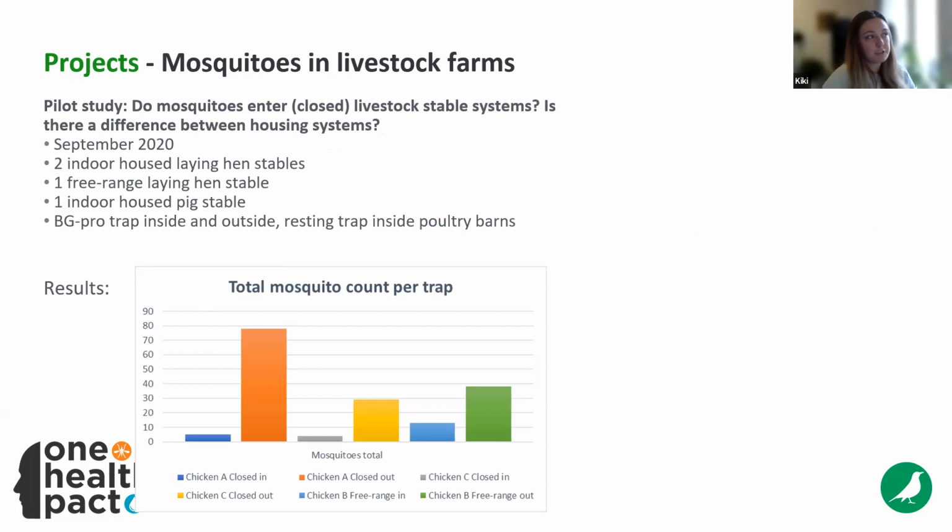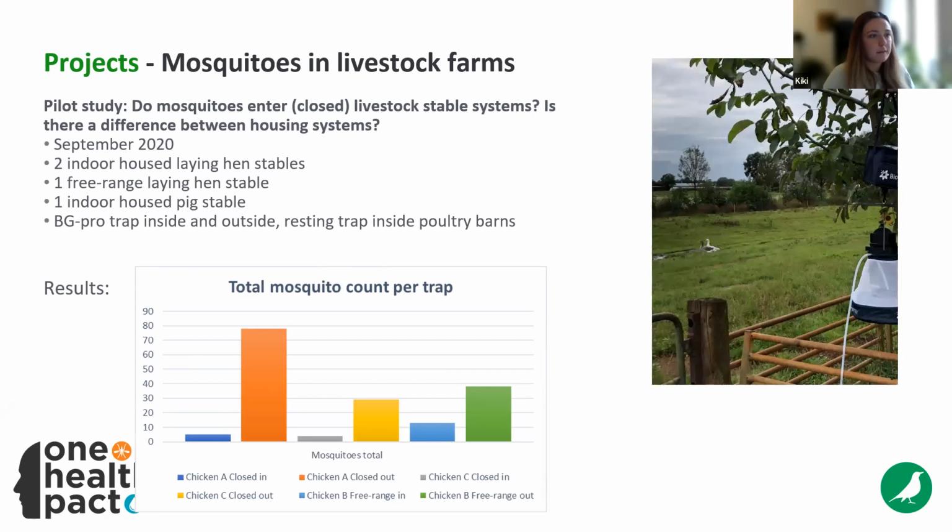Then I was also interested in whether mosquitoes do enter these livestock stables, because I was explaining that in the Netherlands, most of the livestock stables are quite closed and there's quite high biosecurity. And in the literature, I read that a lot of assumptions were made that animals in free range systems have a higher chance of getting infected or getting bitten by mosquitoes. So I sampled mosquitoes in a number of farms. And well, it looked like this.